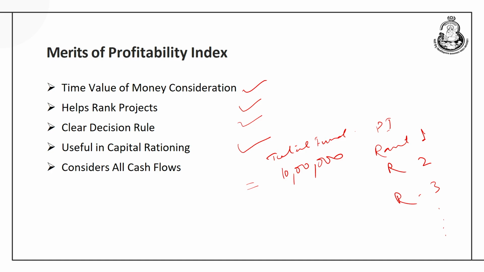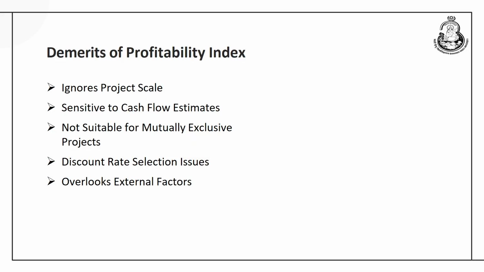And it considers all cash flow, unlike the payback period method where the cash flow generated beyond the payback period is completely ignored. Demerit of profitability index: it often ignores the scale of the projects and the cash flows are merely estimates. Whether it is outflow or inflow, the estimates may not be accurate, keeping in mind the future uncertainties.